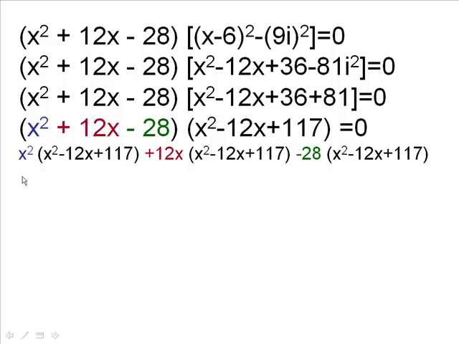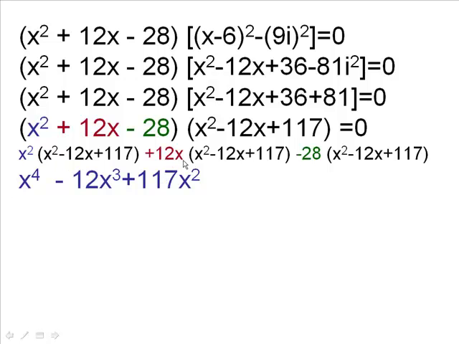All right? Now x squared times x squared is x to the 4th. X squared times negative 12x is negative 12x cubed, because it's x, x, x. You have three of them, don't you? Plus 117x squared. That takes care of the blue one. Let's do the red one now.